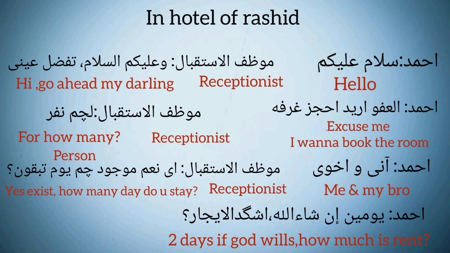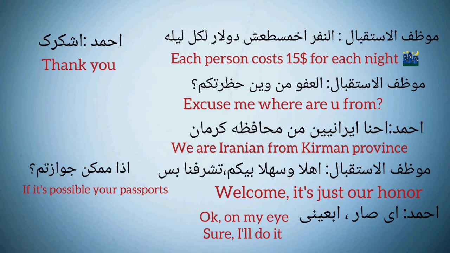يومين إن شاء الله. Two days, God willing. إيش قد الإيجار. إيش قد means how much, and الإيجار means rent. How much is the rent? النفر $15 لكل ليلة. Each person costs $15 for each night. النفر means person or each person. $15 is $15. لكل ليلة means for each night. لي means for, كل means each, and ليلة means night.